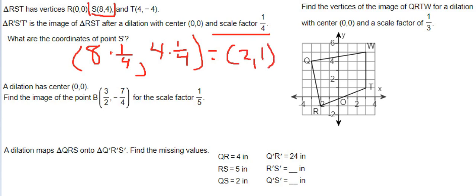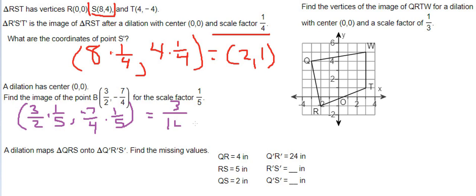That's all you have to do for them, and they're all that straightforward and kind of easy. So find the image of point B. Here's the given point with a scale factor of 1/5. So we're going to multiply both of those fractions by 1/5. And just as a reminder, to multiply fractions we're going to go straight across. So for the 3/2 times 1/5, 3 times 1 is 3, 2 times 5 is 10. So we have 3/10 for the x value. And for the y value, -7 times 1 is -7, and 4 times 5 is 20. So that would be our new coordinate point.